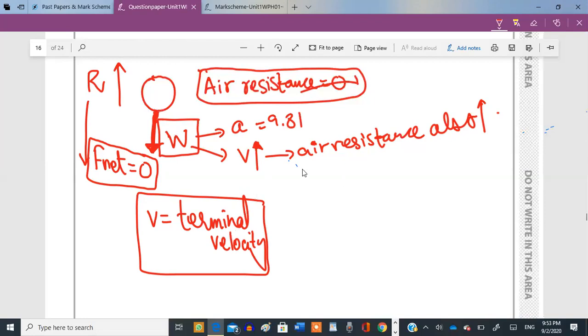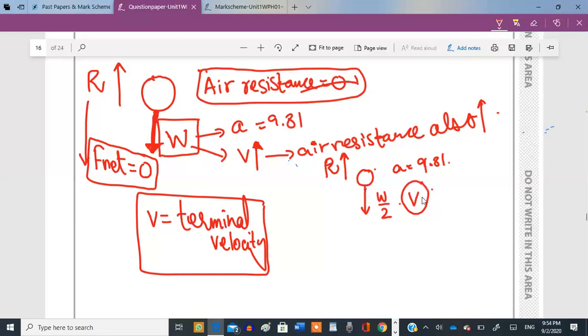Now consider a second ball that has a smaller weight. Let's say its weight is W upon 2. Initially its acceleration is also going to be 9.81. If its acceleration is 9.81, it will start gaining some speed, right? If it starts gaining some speed, then the air resistance will start rising again because it rises with speed.